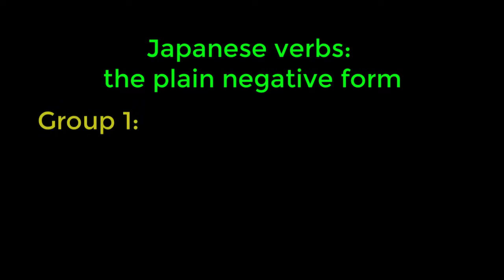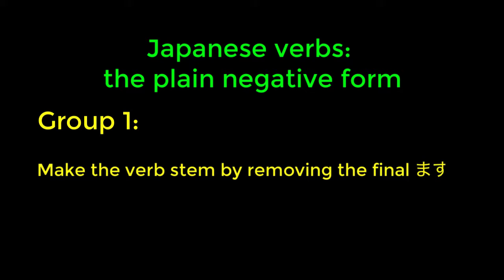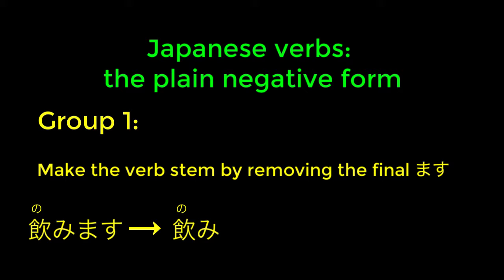Finally, we have the group 1 verbs. They are by far the most numerous and also the trickiest. So we begin by making the verb stem. You remove the final masu, of course, so nomimasu, to drink, becomes nomi. That's the verb stem.